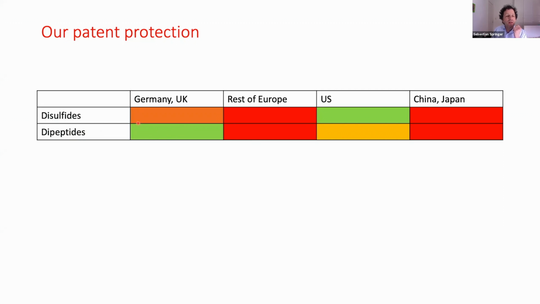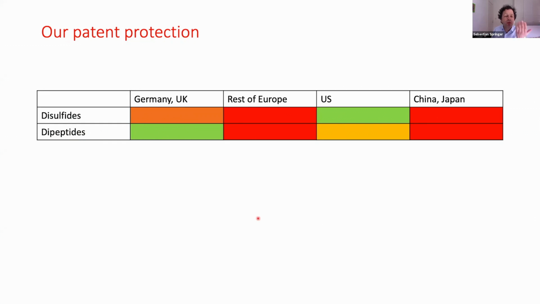For the other one, there's a limited protection in Germany. There is no protection in the rest of Europe. There is very good protection in the US, but there's no protection in China and Japan. So you can ask yourself, you know, what did you do there? What went wrong? What happened?